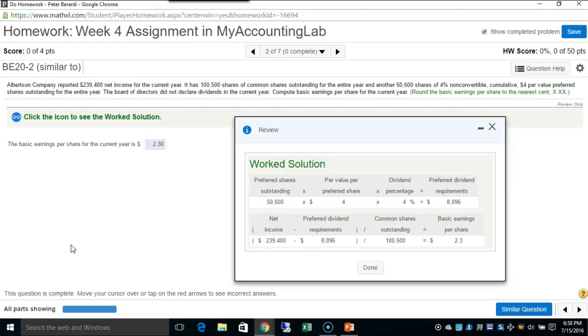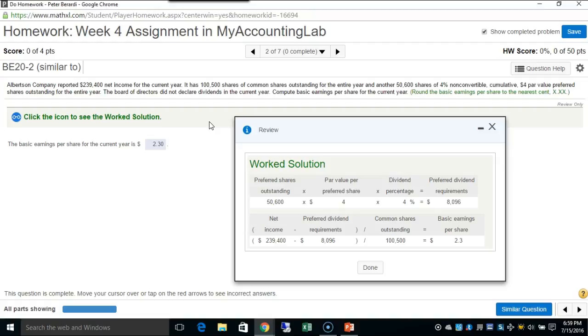Problem 2 is a basic earnings per share calculation. So Albertson Company reported $239,400 of net income for the current year. It has 100,500 common shares outstanding for the entire year, and another 50,600 shares of 4% non-convertible cumulative $4 par value preferred shares. Now that's a lot to process.